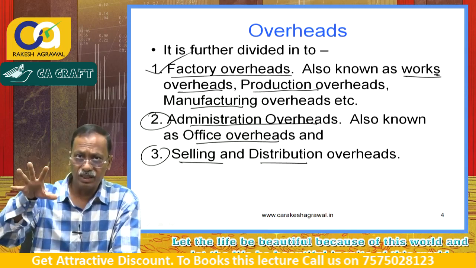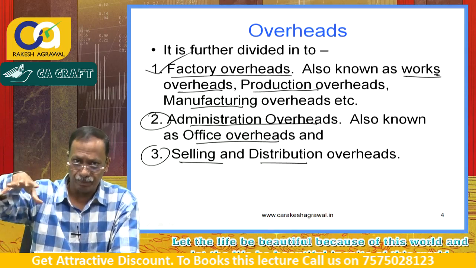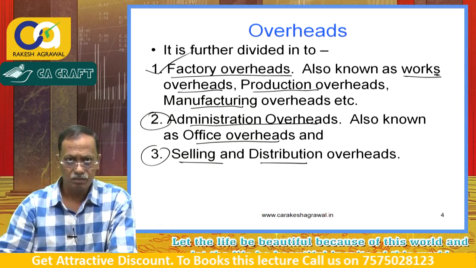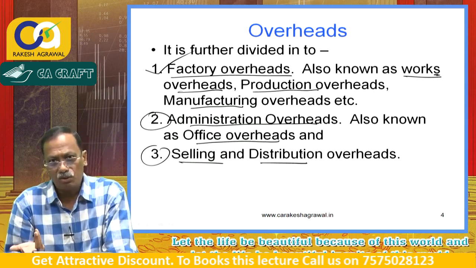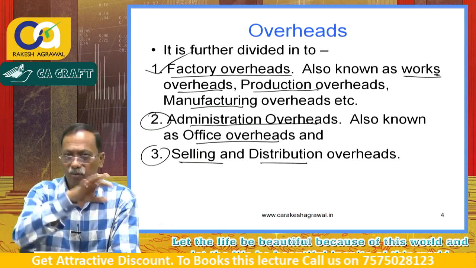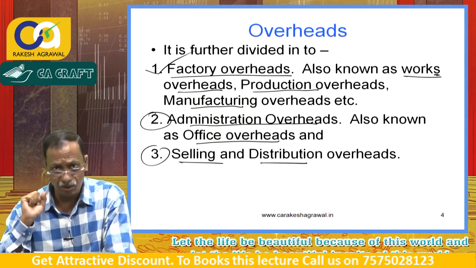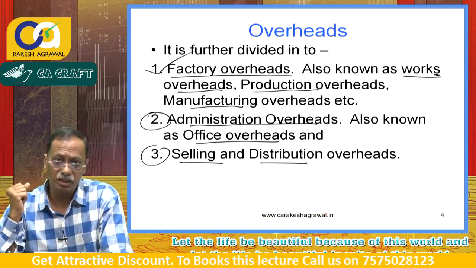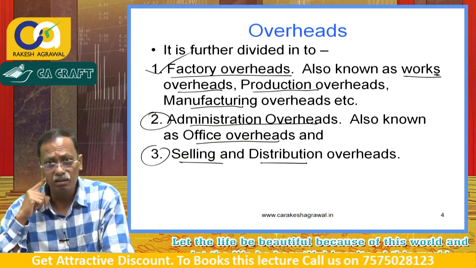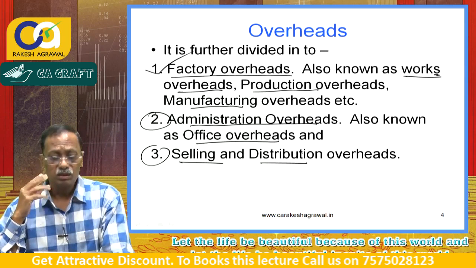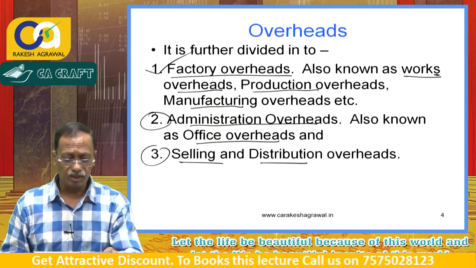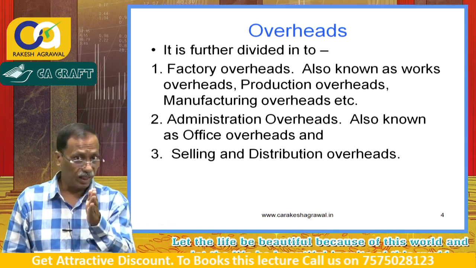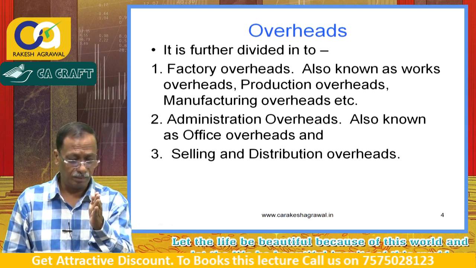Similarly, electricity and power bill paid for factory premises will go to factory overheads, but electricity is required for office also. So electricity bill paid for office premises will go to administration overheads. Electricity bill paid for your sales office department will go to selling and distribution overheads. Similarly, there are some common employees who are working. I am not taking direct workers, please remember.